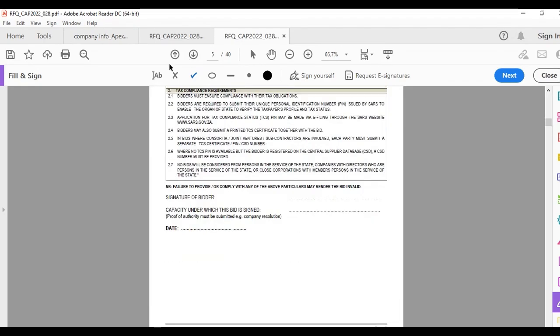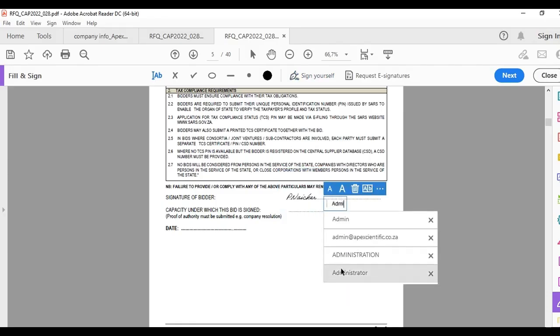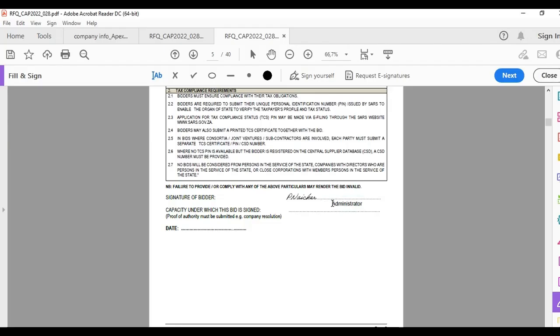Okay, so here where it says signature for bidder, you can sign this yourself. I'm just going to put my signature here for now. And then capacity, this is signed as, so if you are a sales rep, you can put sales representative. If you're an administrator, you can put admin. If you're the director, you can put director. So it depends on your capacity. And then you put in the date.